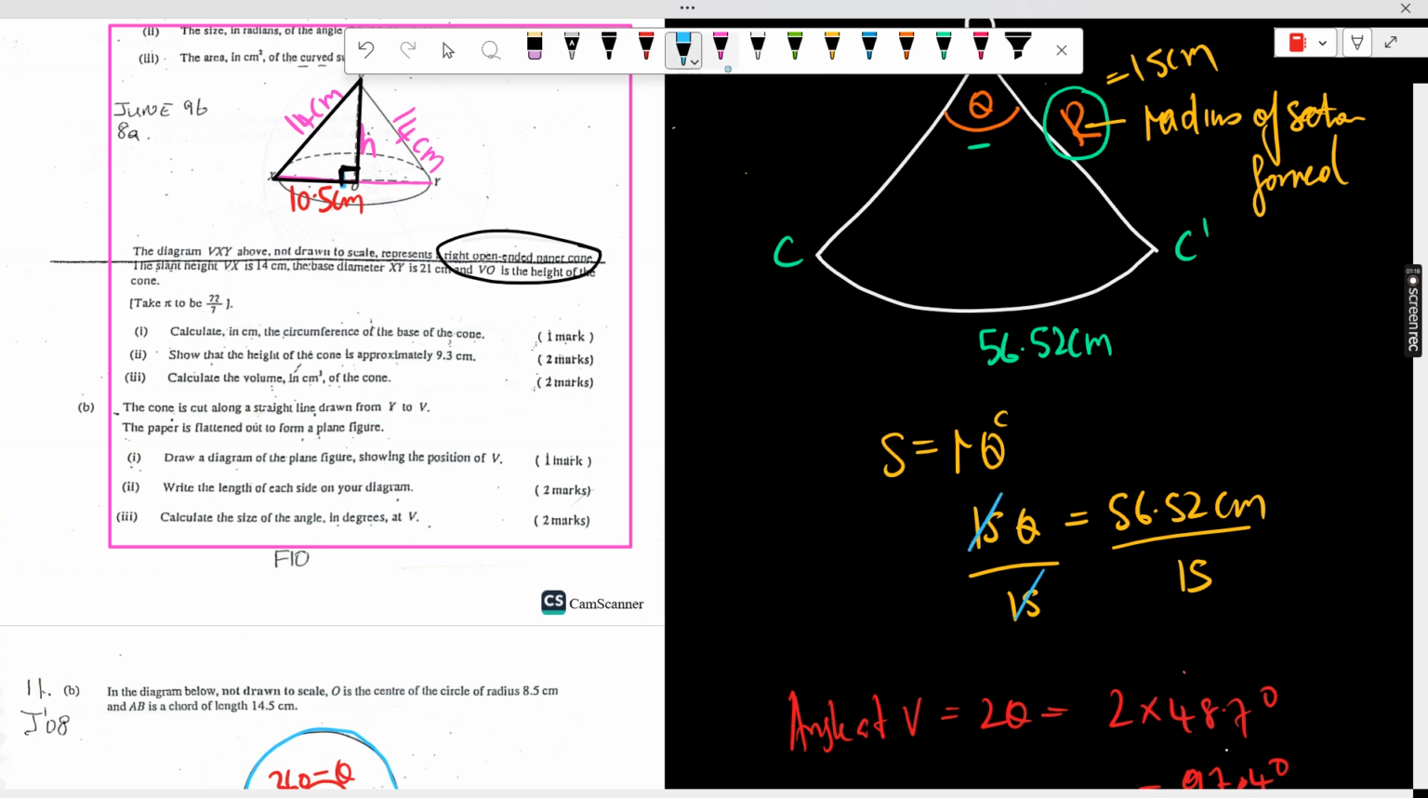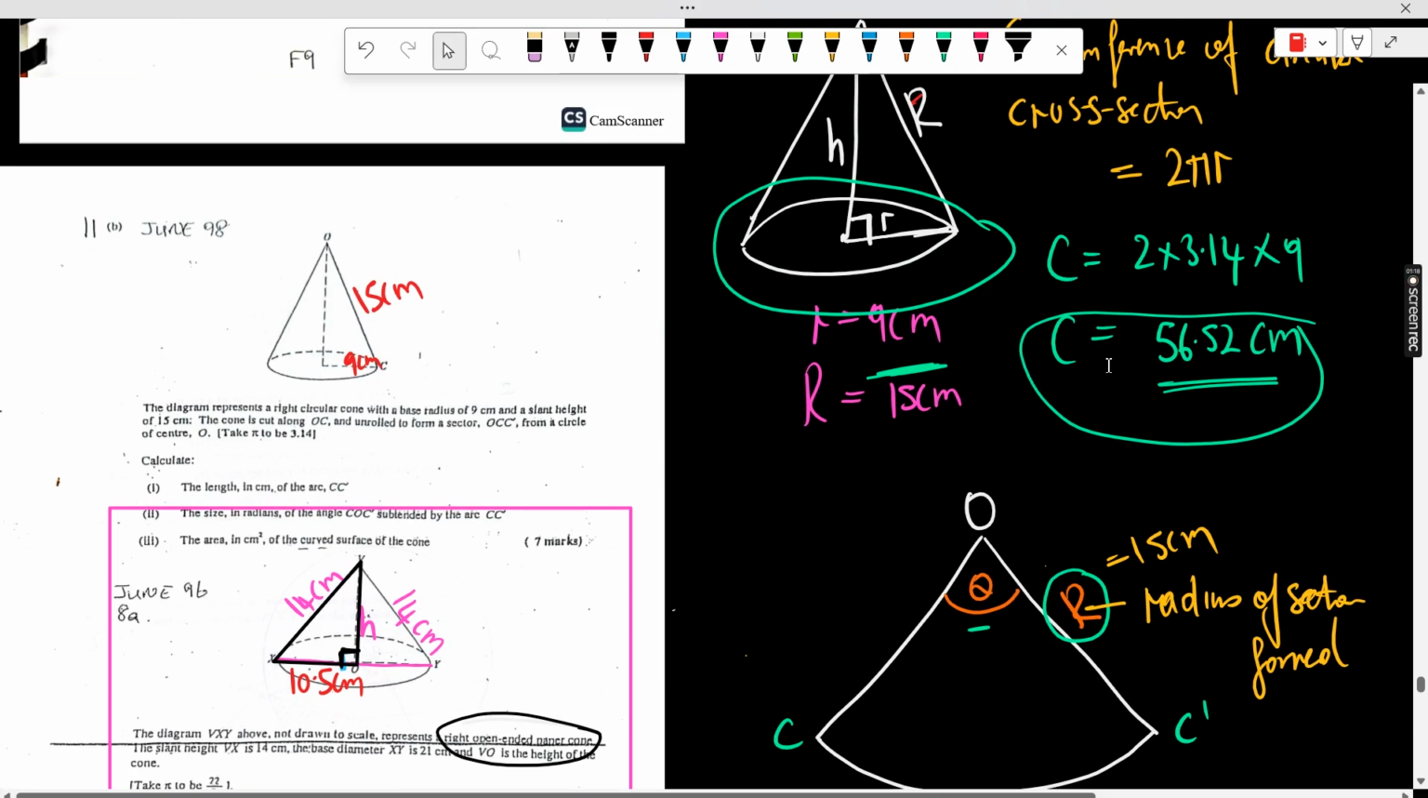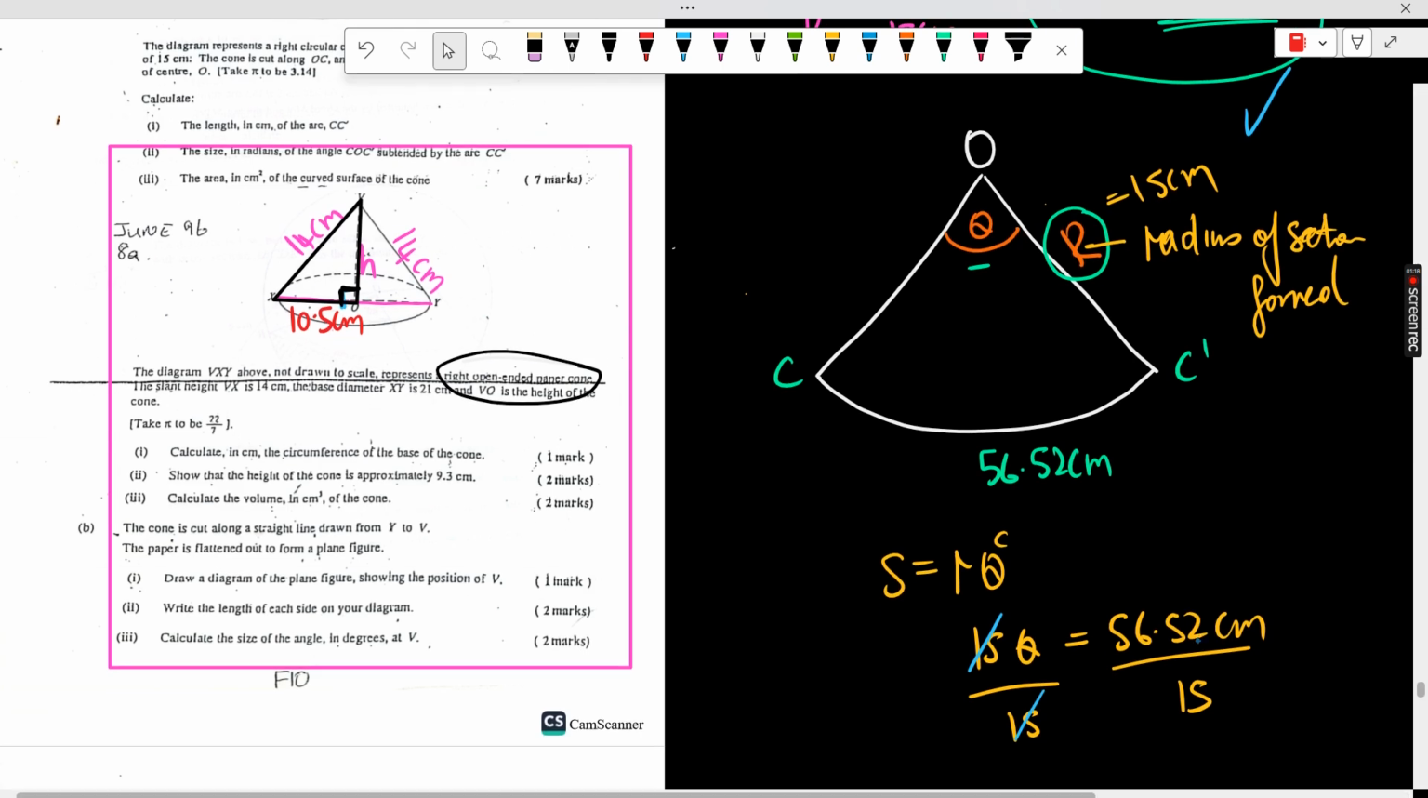Yes, sir. Let me explain it one more time. We found the circumference of the circular cross-section of the cone that we're given. That gave us 56.52 centimeters. When we cut open that cone along the slant edge, we get a sector. The length of the arc formed will be equal to the circumference that we calculated, the circumference of the circular cross-section of the cone. Now, the slant edge will form the radius of the sector, and that was 15.